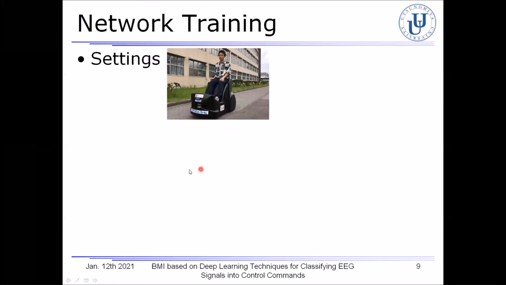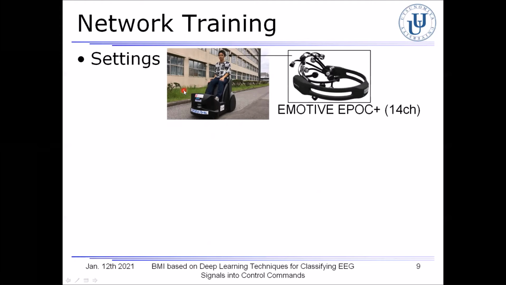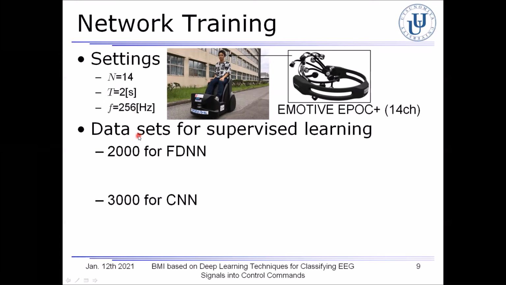Okay, for network training of the FDNN and the CNN, training data sets are collected from a user as shown in this picture. The user is riding on the PMR and wears a head-mounted EEG device, Emotiv Epoc Plus, with 14 channels. So in total, 14 EEG signals are measured for 2 seconds. The sampling rate is 256. In total, 2,000 and 3,000 datasets were collected for supervised learning.